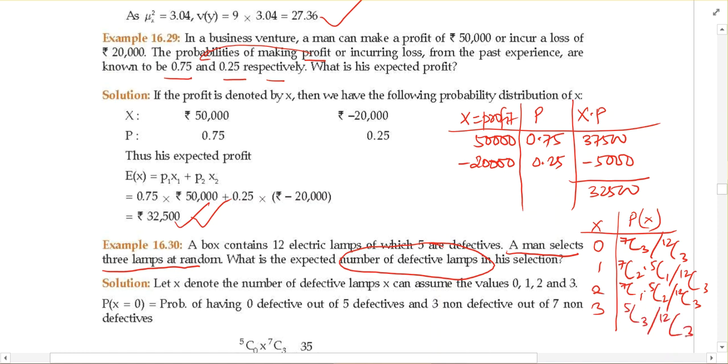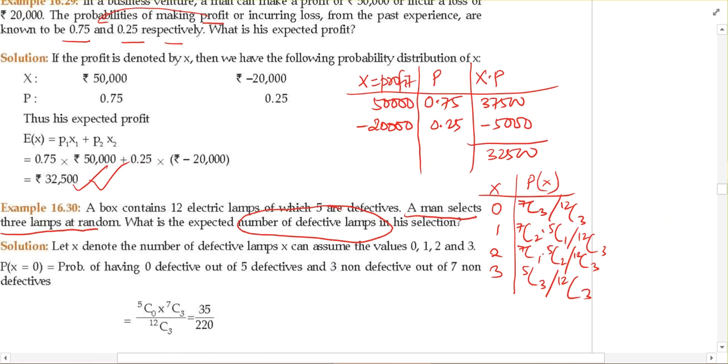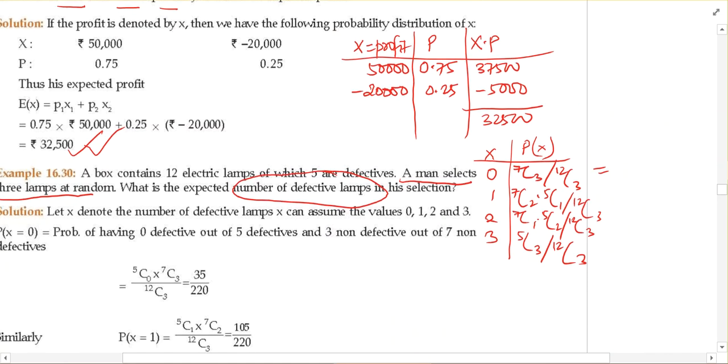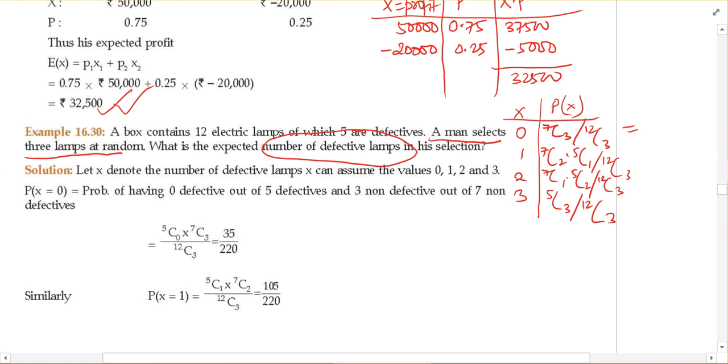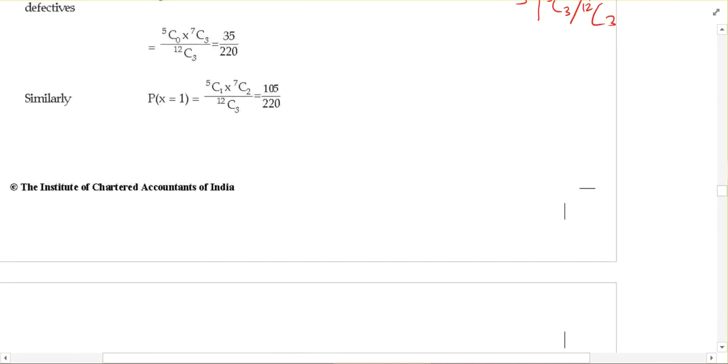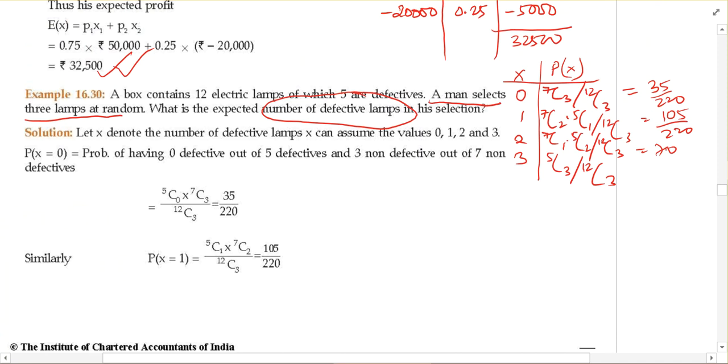These are the probabilities. Now it becomes lengthy. But yes, you have to do this. So calculate the probabilities. You will get the values 35 by 220, 105 by 220, and then 70 by 220, and then 10 by 220.